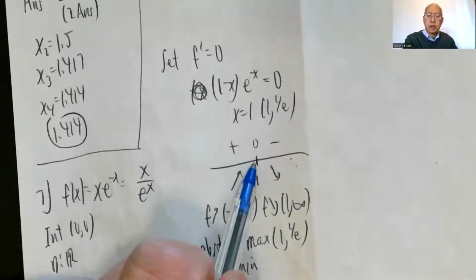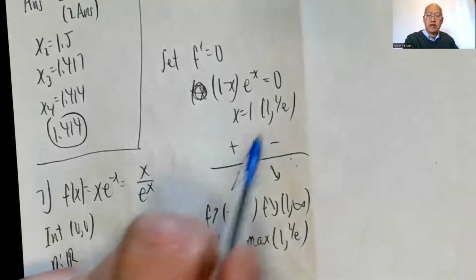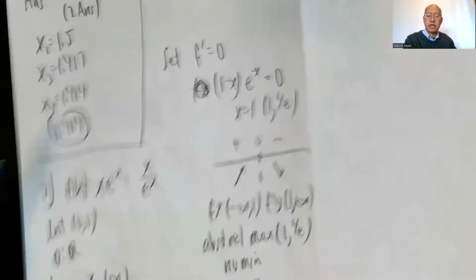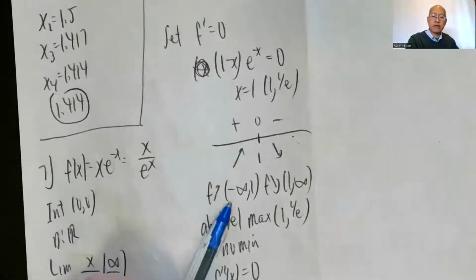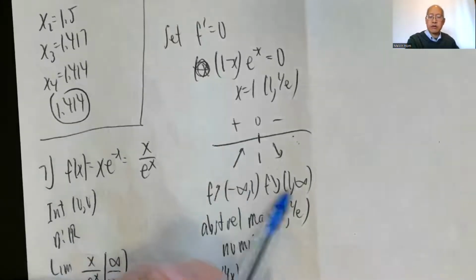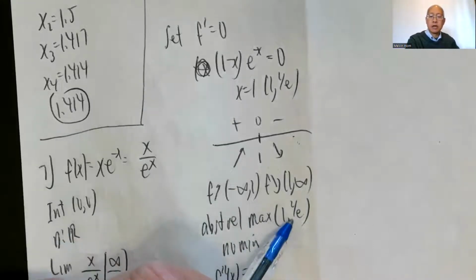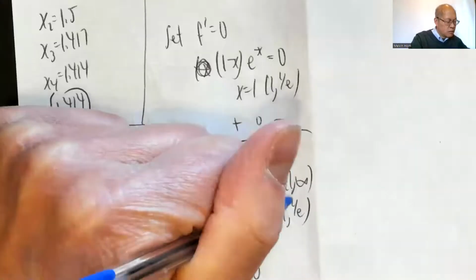Do a sign chart. Plug in 0, I get positive. Plug in 2, I get negative. Remember, this is always positive. So the function is increasing from negative infinity to 1, decreasing from 1 to infinity. Therefore, I have an absolute and relative max at (1, 1 over e), and there's no minimum.